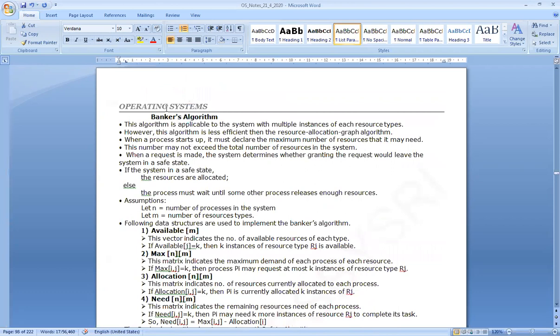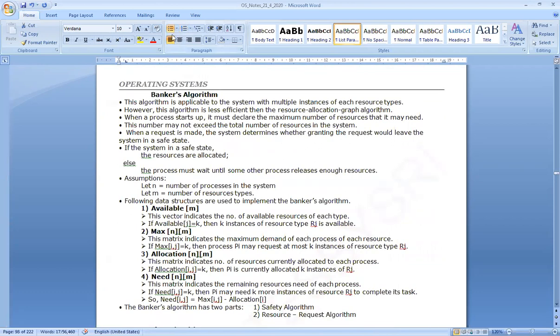Next, we go for the next topic, which is called the Banker's algorithm. So what does the Banker's algorithm mean? We'll see what this Banker's algorithm is. The algorithm is applicable to systems with multiple instances of each resource type. That is called the Banker's algorithm. We have some conditions. The algorithm is applicable to systems with multiple instances of each resource type. That is the first point.